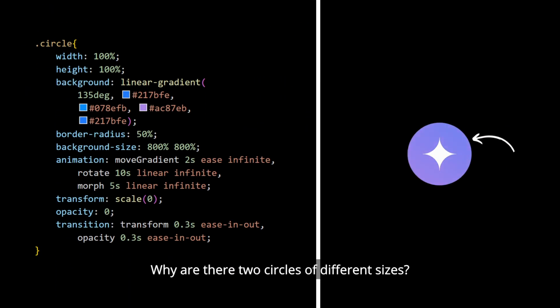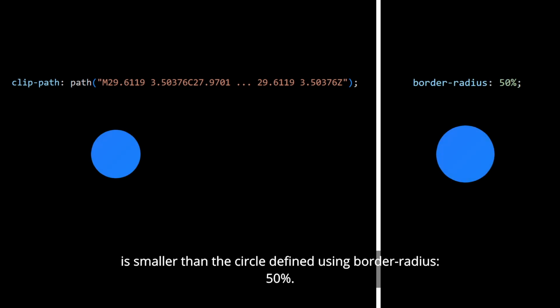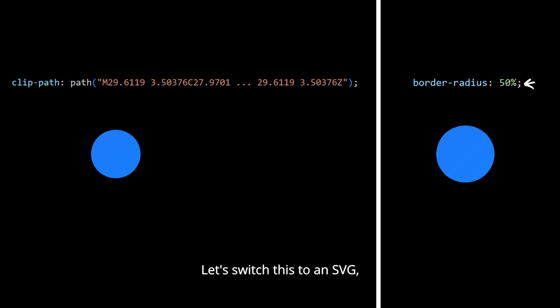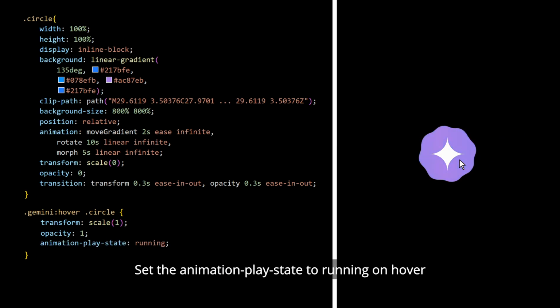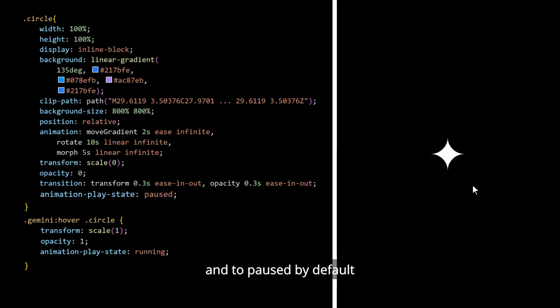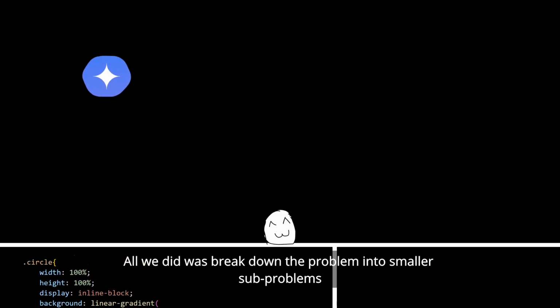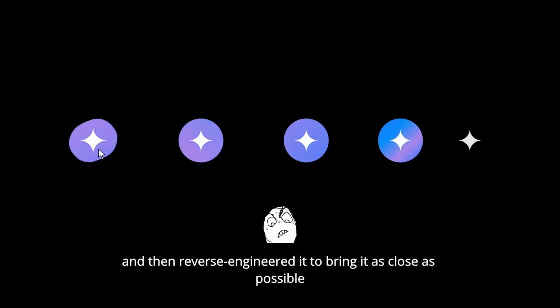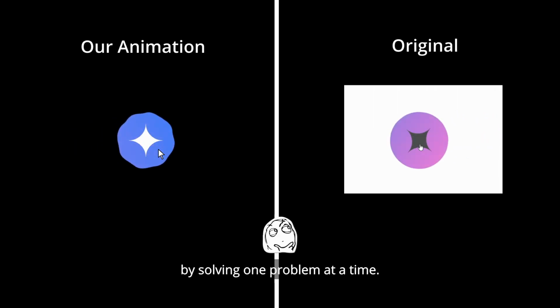Wait, why are there 2 circles of different sizes? The circle SVG in the keyframes at 0% is smaller than the circle defined using border radius 50%. Let's switch this to an SVG as the rest of the shapes are SVGs as well. Set the animation play state to running on hover and to paused by default so that the animation resumes from where it was paused. All we did was break down the problem into smaller subproblems until we had something to start with, and then reverse engineered it to bring it as close as possible to the original Gemini animation by solving one problem at a time.